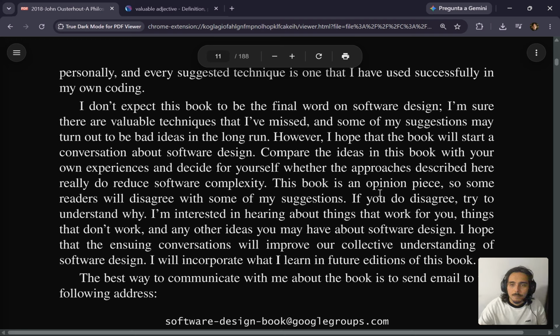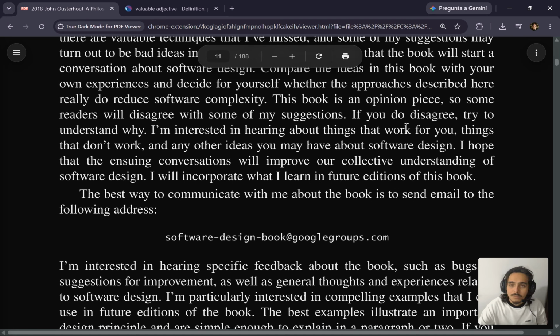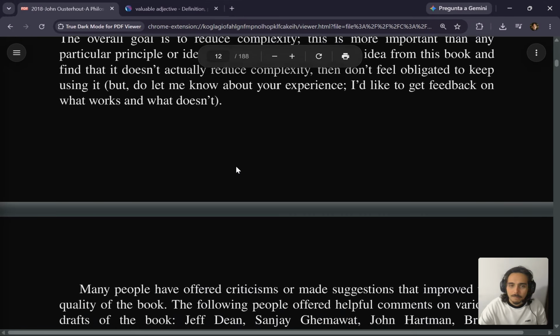Okay, this book is an opinion piece, so some readers will disagree with some of my suggestions. I like this honesty. I wouldn't trust too much a guy that claims that he has the absolute and last truth. Yeah, you have to acknowledge ignorance. So this is a green flag, if you wish. If you do disagree, try to understand why. Okay. Yeah, he's interested in getting feedback.